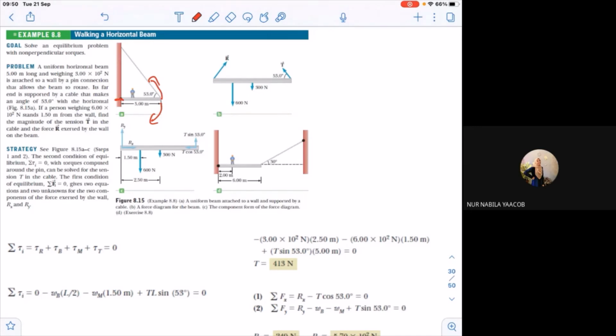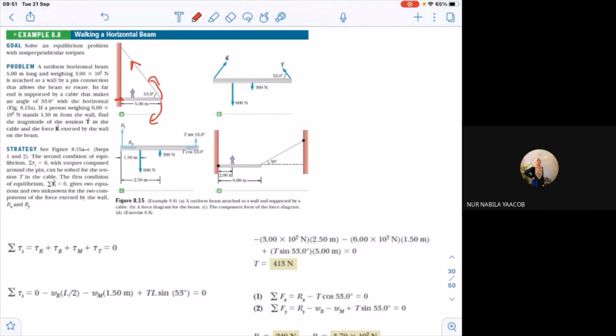Right. Tetapi dalam pin pun kita support dengan cable. Its far end is supported by a cable. So this cable, so maksudnya ada satu tension ke atas sana. Okay, that makes an angle 53 degree with the horizontal. Okay. If the person weighing 600 Newtons stands 1.5 meters from the wall, find the magnitude of the tension T in the cable and force R exerted by the wall on the beam.